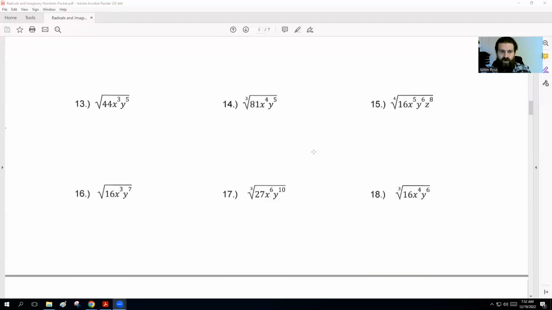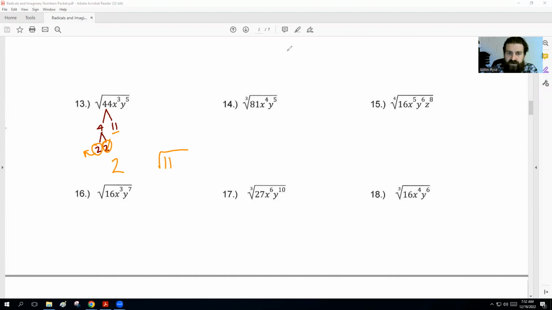All right, so let's merge this together now. What if we have expressions that have numbers and variables? What do we do? We're still going to break down the number like we normally would. 44 is 4 times 11, 2 and 2. Since we're dealing with the square root, we only need to have pairs. So that means that 2 gets to go outside and 11 stays inside. So 2 outside, 11 inside.